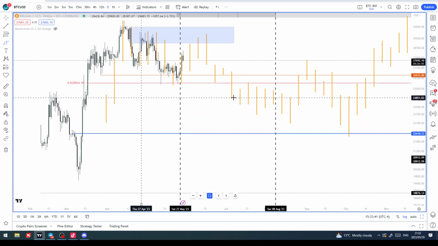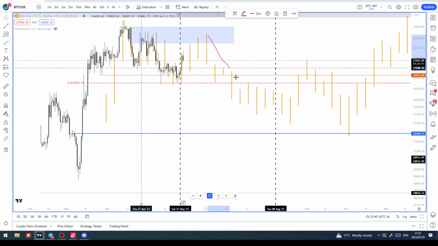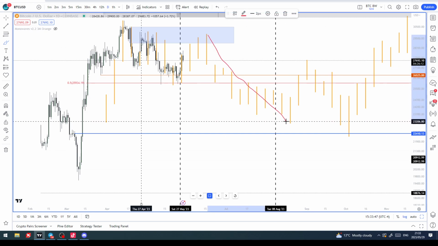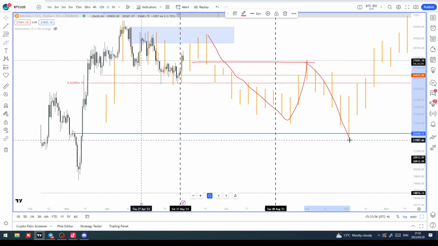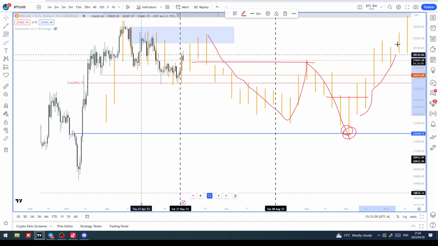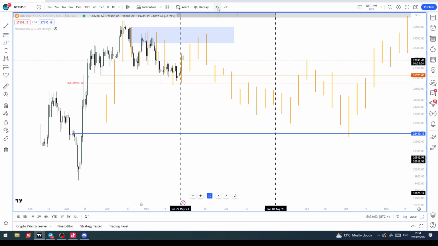So you can see the way it played out on NAS in particular, where after this run to 30K, we get something like this, and then price spikes up, comes back to this level here, and then it runs down for the liquidity, prints the down candle, and then the down candle's high gets taken, and then price just starts continuing and doesn't look back.